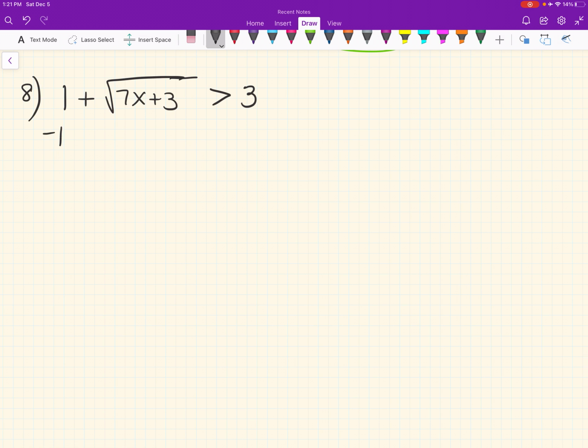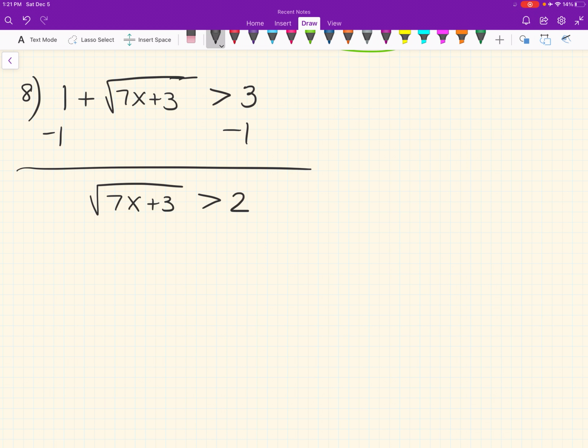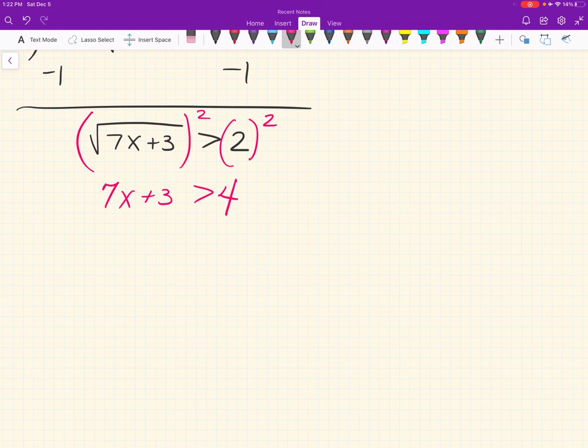Okay, so now we're going to subtract 1 from both sides. 7x plus 3 is greater than 2. So the index here is 2, so we got to square both sides. Okay, so we have 7x plus 3 is greater than 4. And now we can just finish this off. Just be careful, if we divide or multiply both sides by a negative, we have to flip that inequality. That's the weird thing with inequalities.